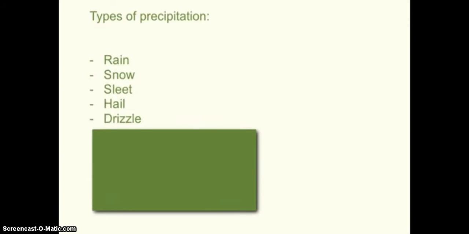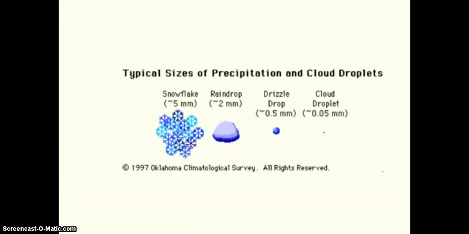Alright, so here you see 5 different types of precipitation: rain, snow, sleet, hail, and drizzle. Yes, drizzle is actually a scientific term that scientists and weathermen will use.